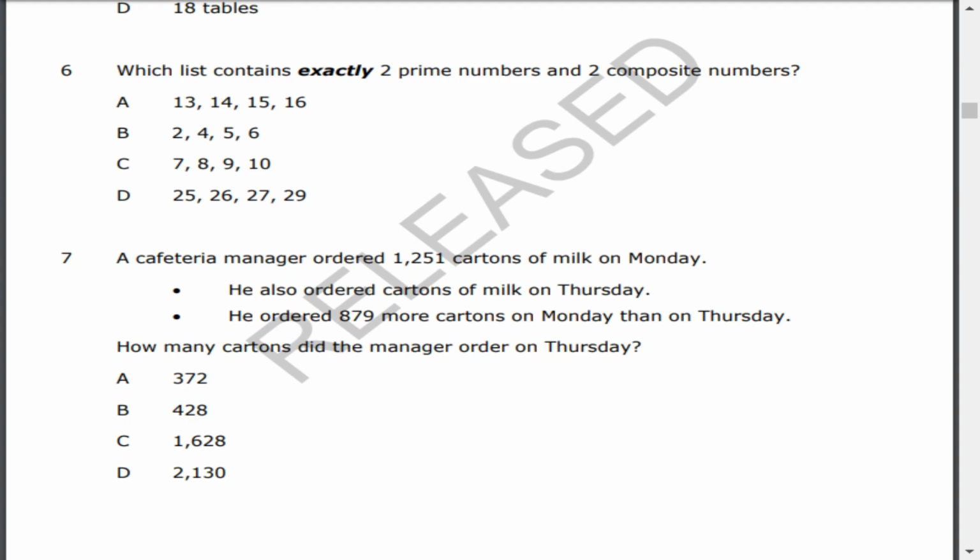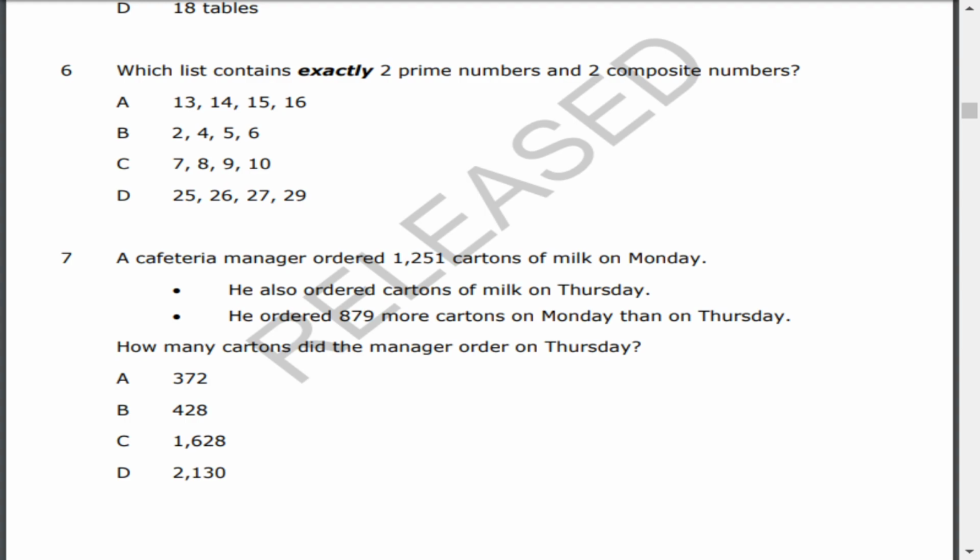and see if they have exactly two prime numbers and two composite numbers. So A, 13, as we said, is prime. 14 is not prime. 2 and 7 go into it. 15 is not prime. 3 and 5 go into it. 16 is not prime, it's composite. So the last three are composite because 8 and 2 go into it.